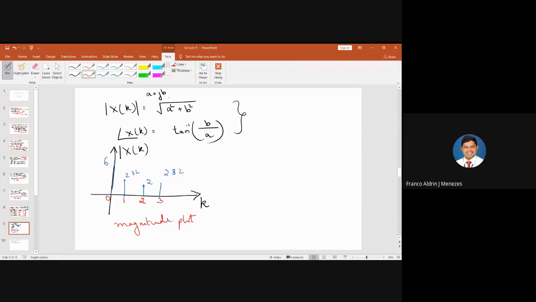Similarly, we can draw the phase plot also, taking the value of k on the x-axis and the angle of X of k on the y-axis. Since we have taken it in radians, specify that this is in radians, or else it will be a confusion while evaluating the final answer. If you keep it in degrees or radians, you have to mention which. I will write the values of k: 0, 1, 2 and 3.